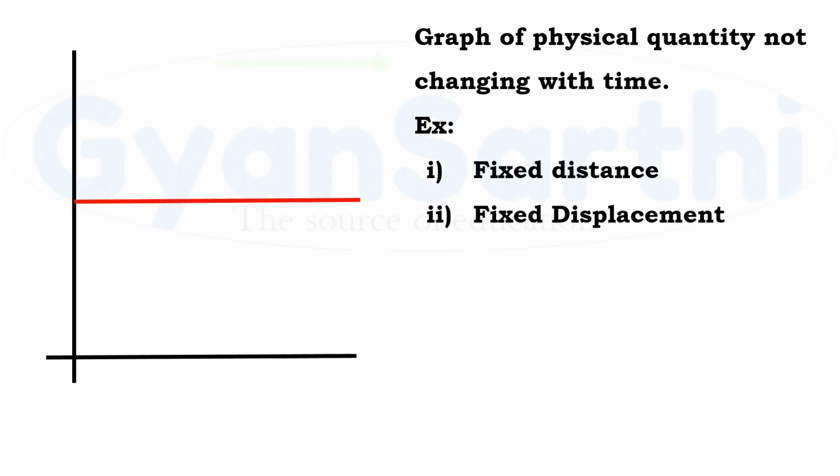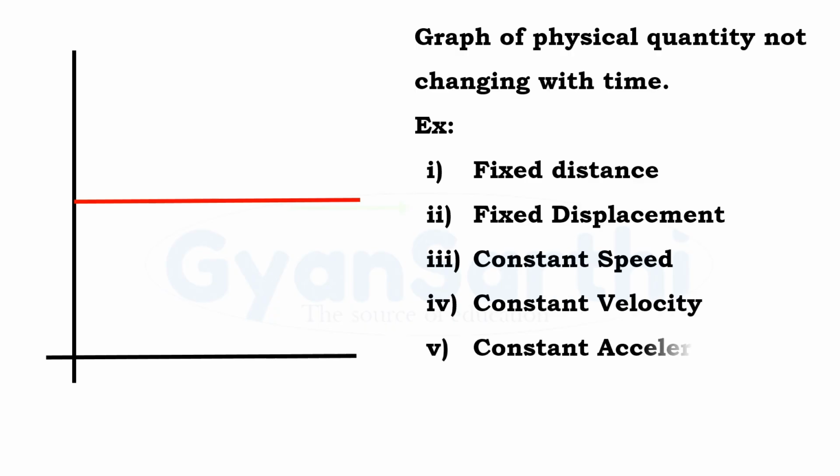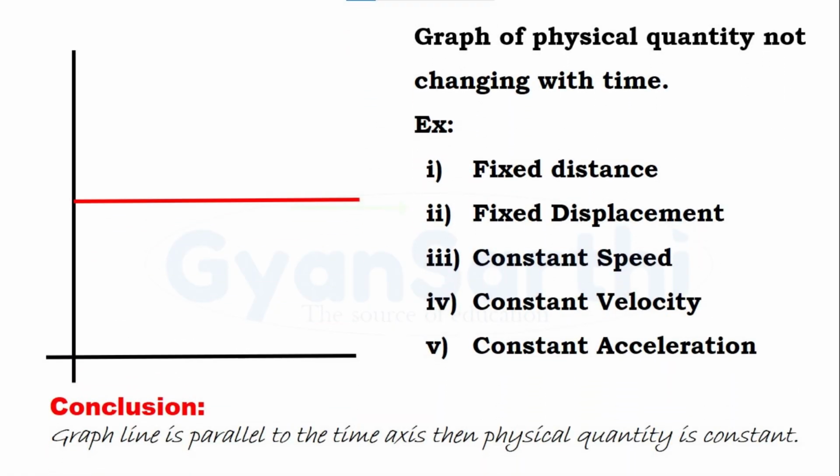Similarly, graph of body moving with constant speed or velocity have graph parallel to time axis. Graph of constant acceleration is also same. So, here we can conclude, if graph line is parallel to time axis, then physical quantity is constant, that is not changing.